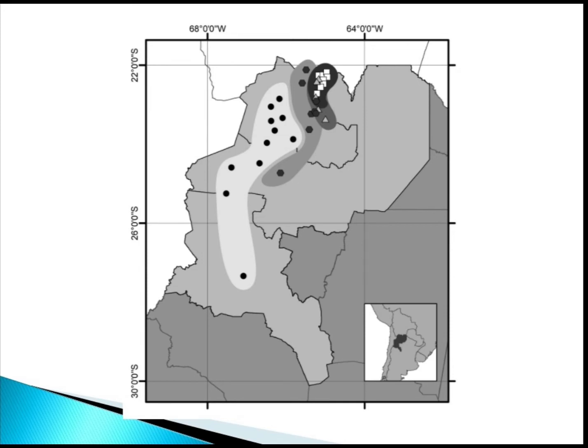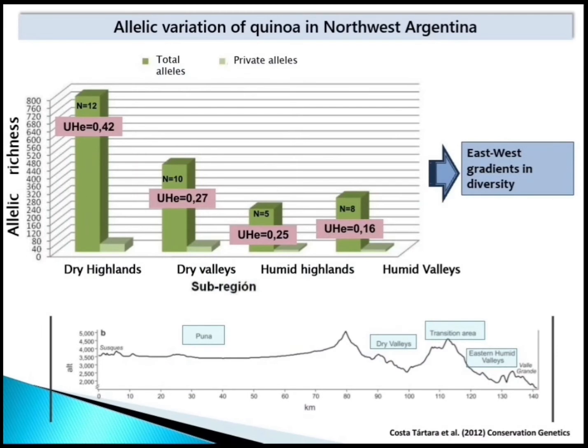Molecular variation is also geographically structured. For example, for the local populations of the northwest of Argentina, the 4 genetic groups shown in the map reflect different climates, from lower altitude humid environments in the east to high altitude dry environments in the west. These genetic groups harbor a significant amount of genetic variation, as shown here by the number of alleles by genetic group. The altitude chart shows its changes when moving from the dry highlands in the west to the humid valleys in the east.